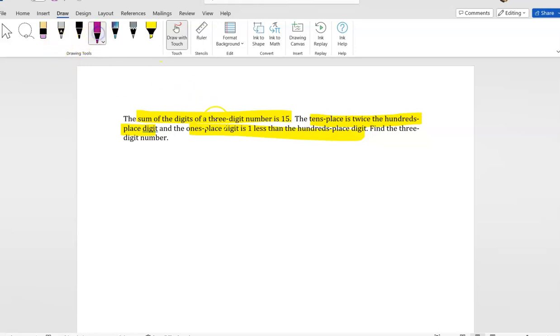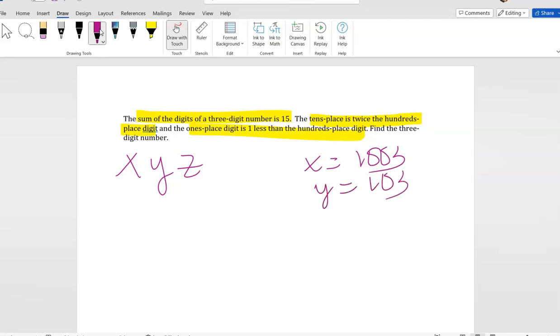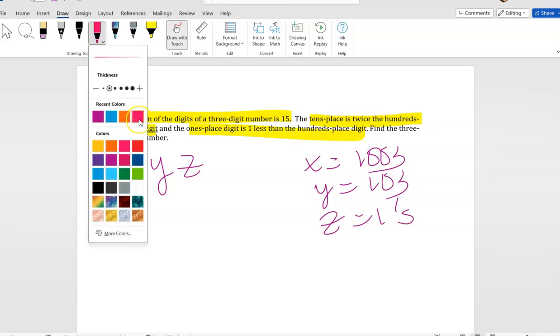So this is our first step: we want to write down what we know or highlight it, whatever you want to do. Then we're going to assign variables. I need to write a three-digit number, so my three-digit number is XYZ. X is my hundreds, Y is my tens, and Z is my ones. It doesn't matter what they are, but I want to know which one is which.